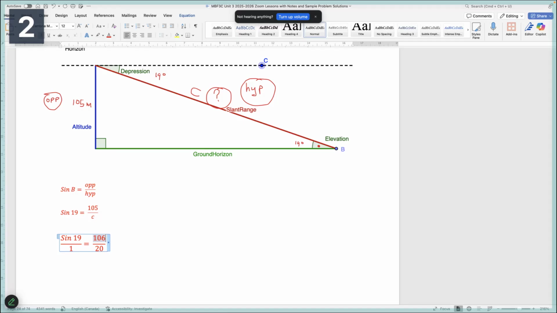So C is equal to 105 divided by the sine of 19. Let's do that again. 105 divided by the sine of 19, and you get 322.5. And then I'm going to put units back in.